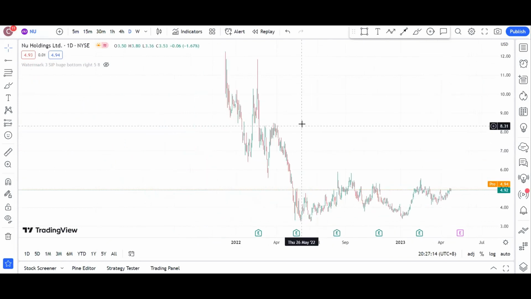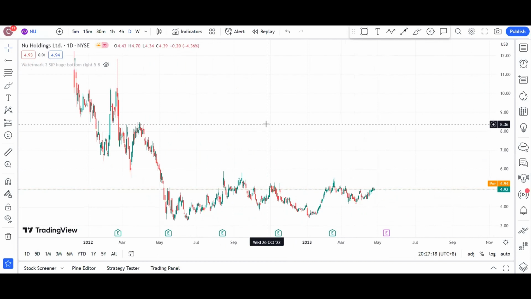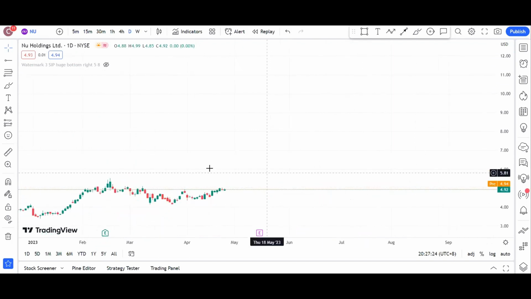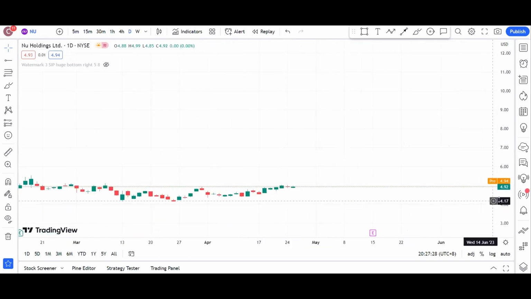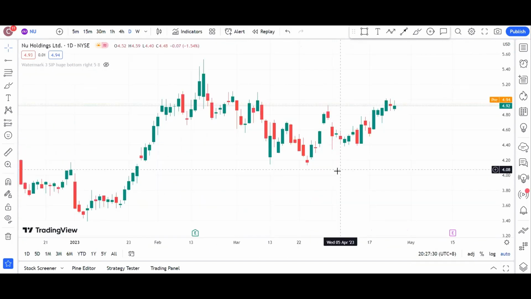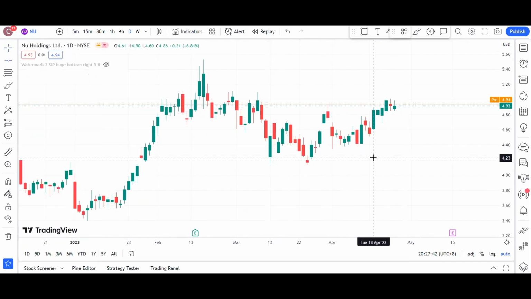For the drawing, do note that all my TA will be using a daily chart. For NU Holdings, generally it is currently range bound. If we zoom in closer to where it is hovering right now, you realize it's range bound. Of course, short term we are looking at a more bullish trend.